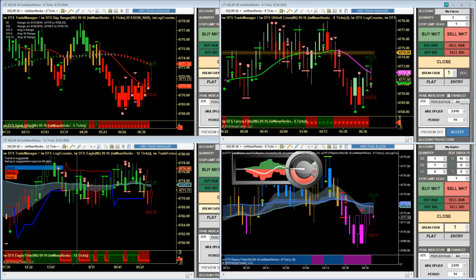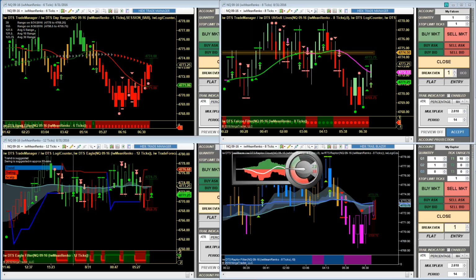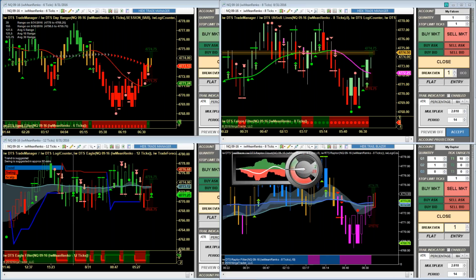A very quick overview of what you're looking at here for those of you new to our trading room. What you're looking at here is the Diversified Trading System, or DTS for short. It's diversified because we're looking at the market from three different points of view.